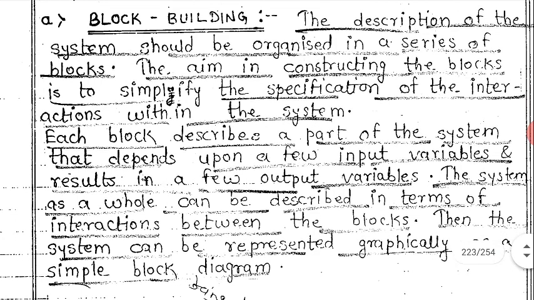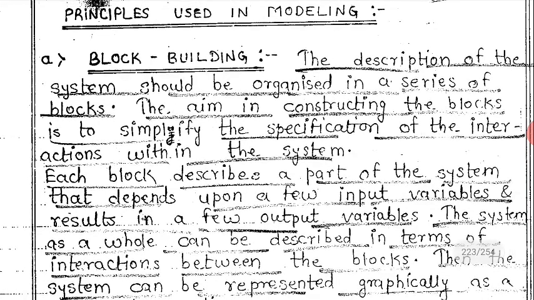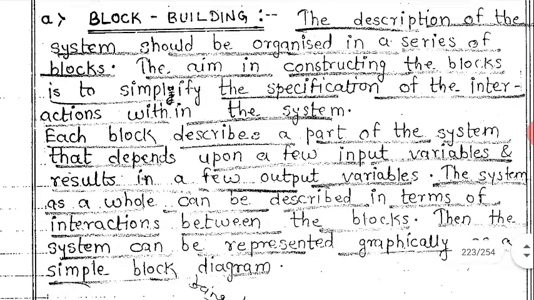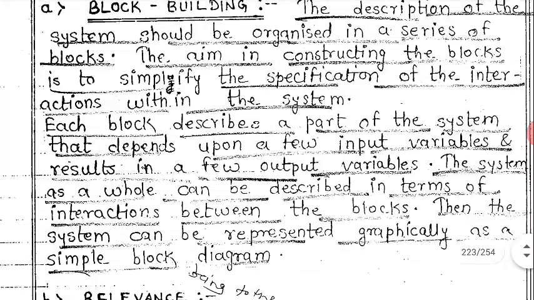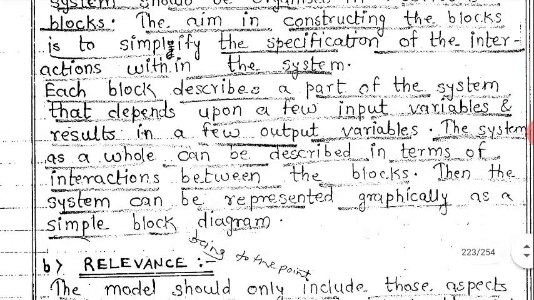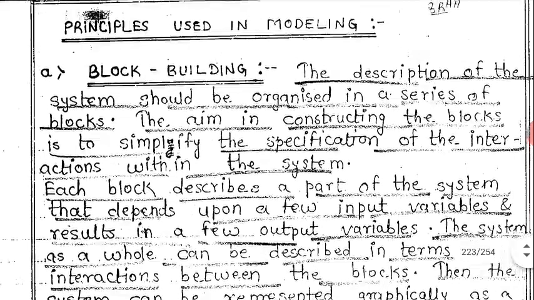In each block we consider the part of the system that depends on a few input variables. These input variables lead to the activities, and result in a few output variables. The system as a whole can be described in terms of the interactions between the blocks. Then the system can be represented graphically as a block diagram.